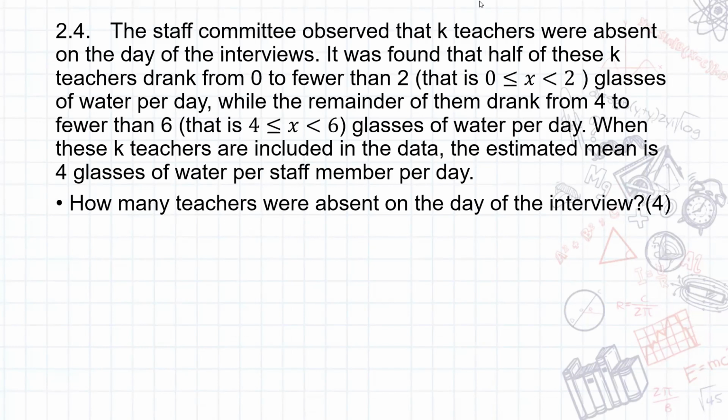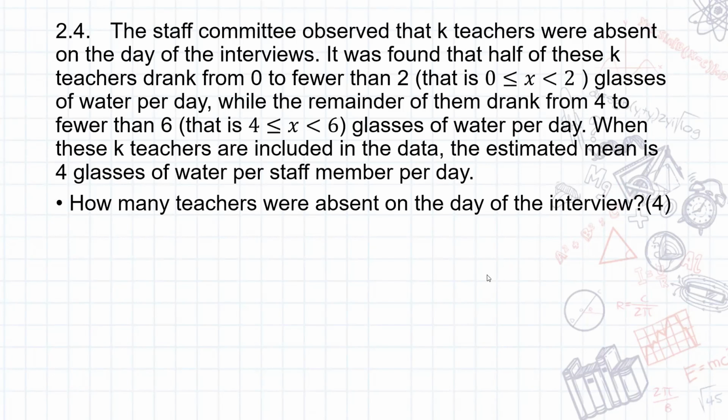The staff committee observed that K teachers were absent on the day of the interviews. It was found that half of these K teachers drank from 0 to fewer than 2. In other words, the category between 0 and 2 glasses of water per day, while the remainder of them drank between 4 and 6. That is that same category between 4 and less than 6 glasses of water per day. When these K teachers are included in the data, the estimated mean is 4 glasses of water per staff member per day.